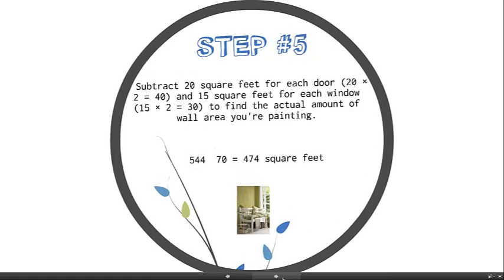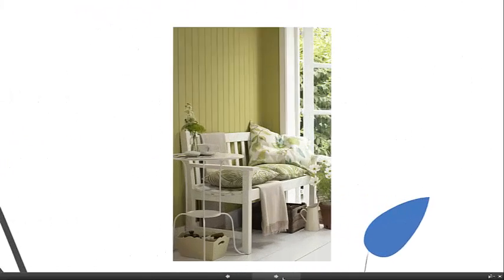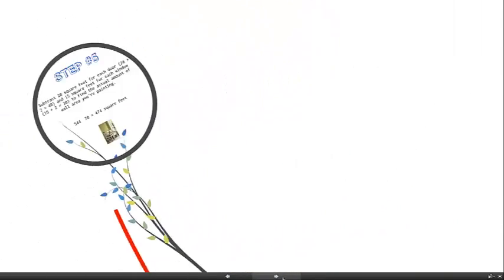Step 5. Subtract 20 square feet for each door, 20 times 2 equals 40, and 15 square feet for each window, 15 times 2 equals 30, to find the actual amount of wall area you're painting. So in this example, we have 544 square feet minus the 70 square feet from the doors and windows, and that equals 474 square feet. And finally, step 6.